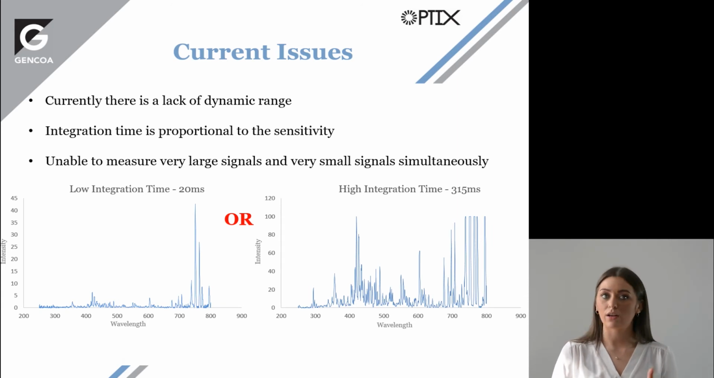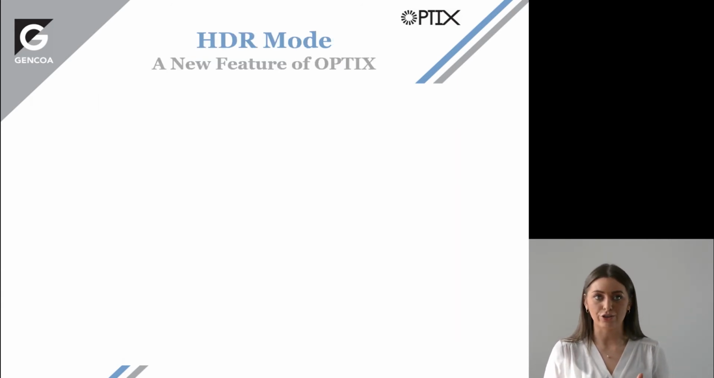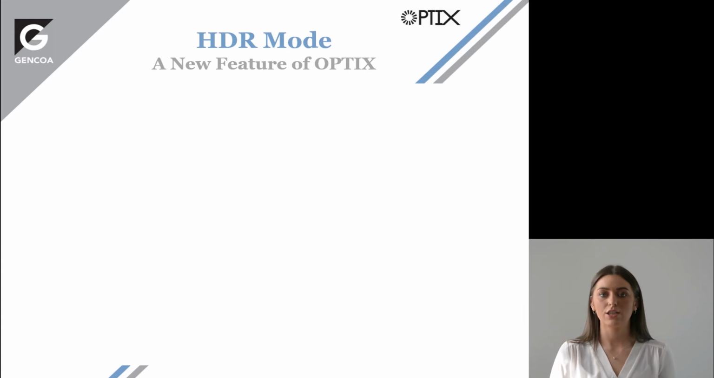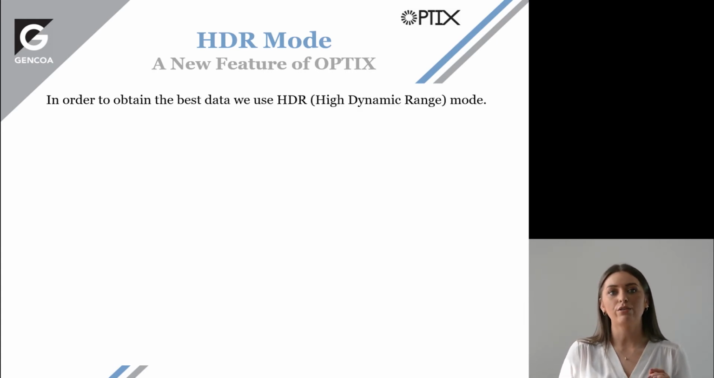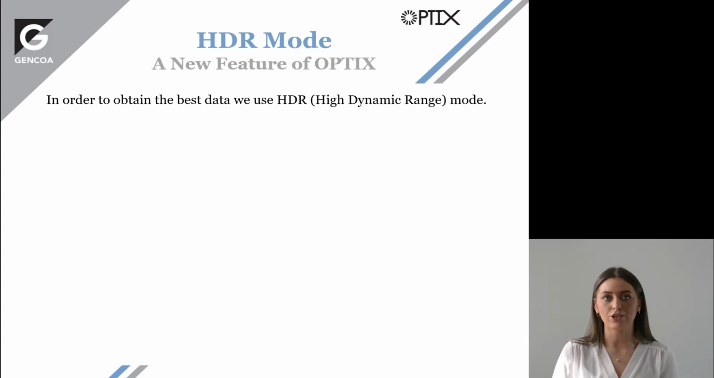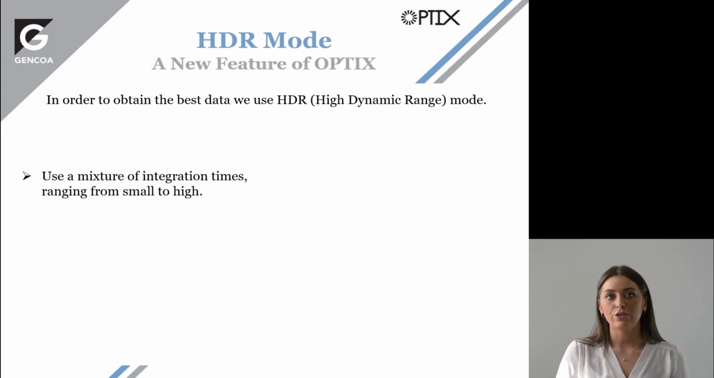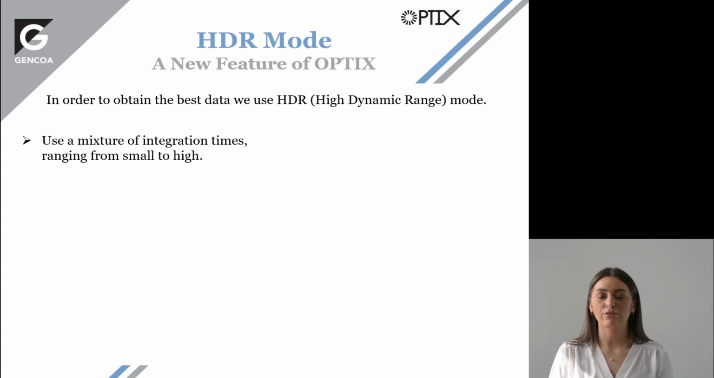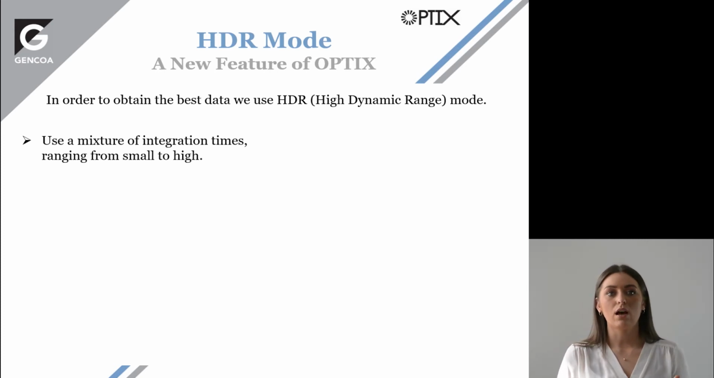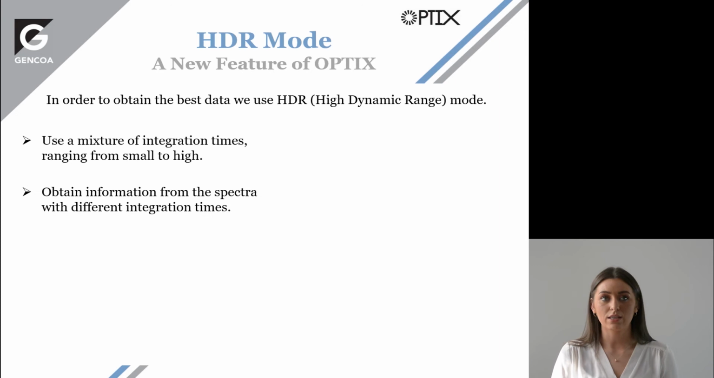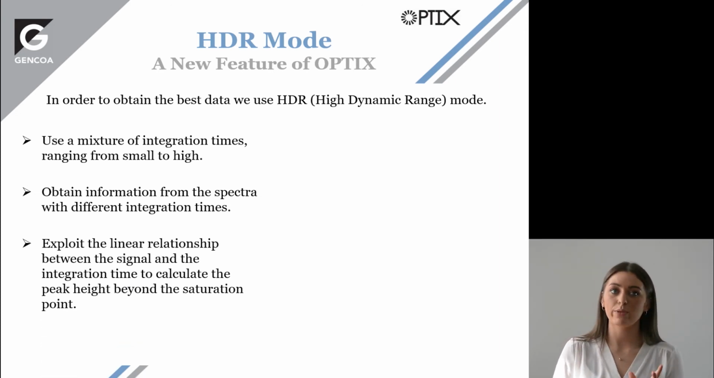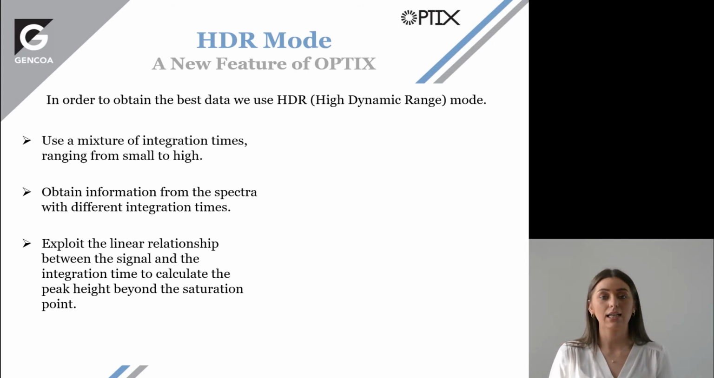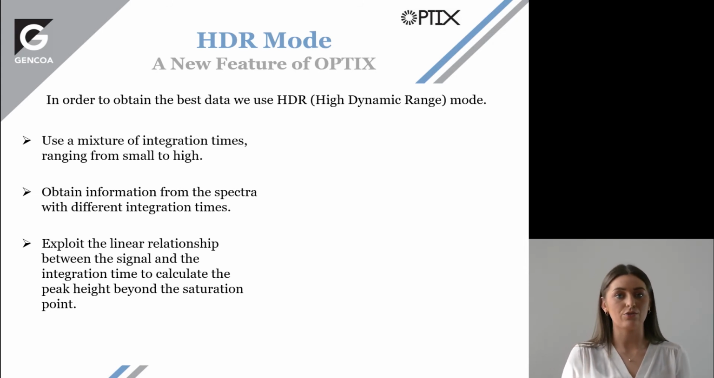To overcome this, we have added a new feature into the Optix, which is the HDR mode. In order to obtain the best data, we use HDR mode, so high dynamic range. We do this by using a mixture of integration times ranging from small to high. We obtain information from the spectra with different integration times, and we can exploit the linear relationship between the signal and the integration time to calculate the peak height beyond this saturation point.